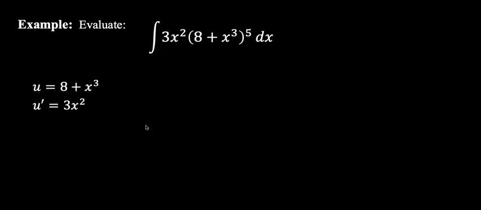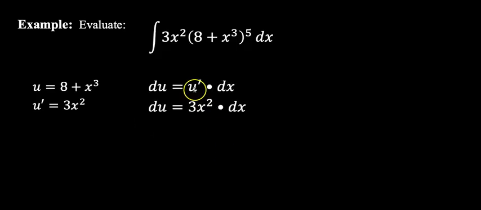Now let's find du. Du equals u prime times dx. U prime is 3x squared, so du equals 3x squared times dx. Now solve this for dx. We can do that by dividing both sides by 3x squared, and we get dx equals du over 3x squared.